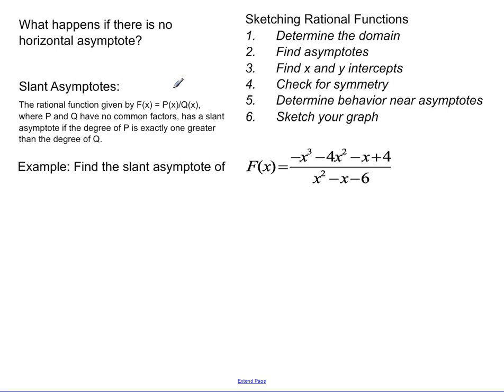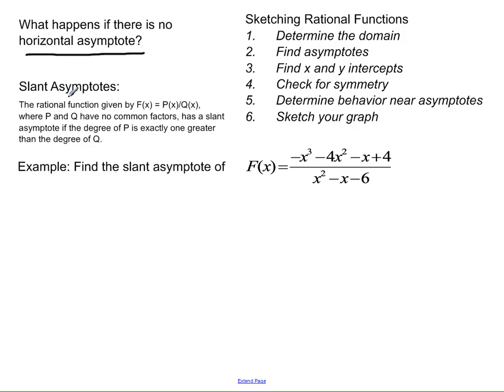Okay, so what happens if there is no slanted asymptote? What if there's no horizontal asymptote, right? We asked this question before, though we sort of left it hanging in the air. We just said there is no horizontal asymptote. But sometimes we do get a curious feature. That is, we get something called a slant asymptote.